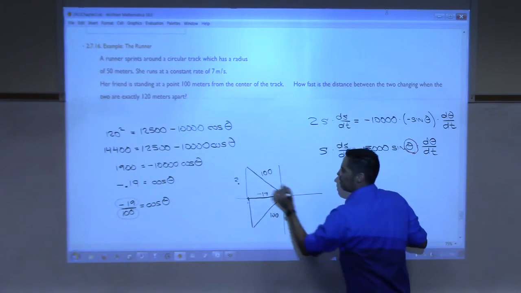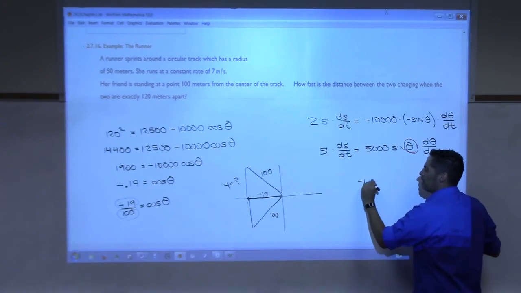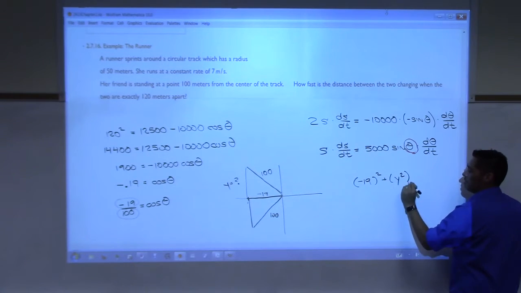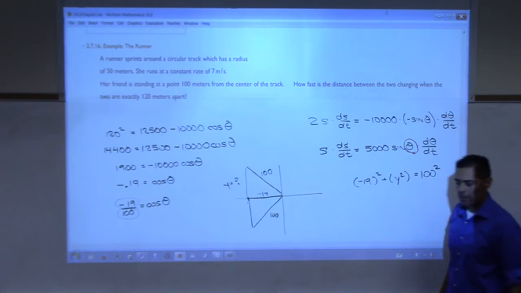This side right here, let's call it y. You know that negative 19 squared plus y squared, I don't need the parentheses, equals 100 squared, and you can solve for y here?